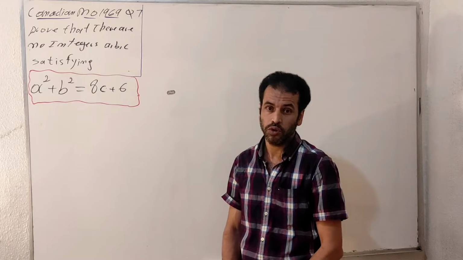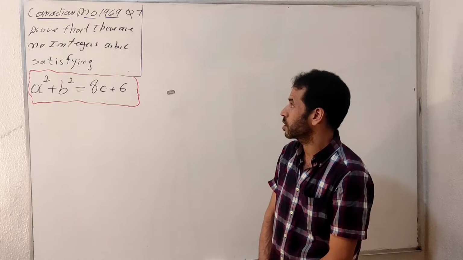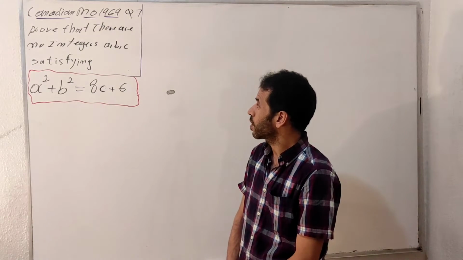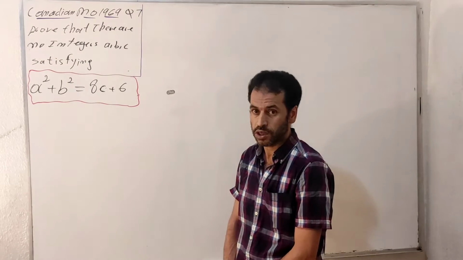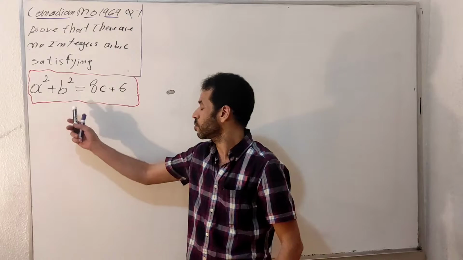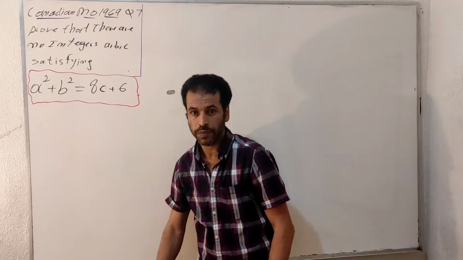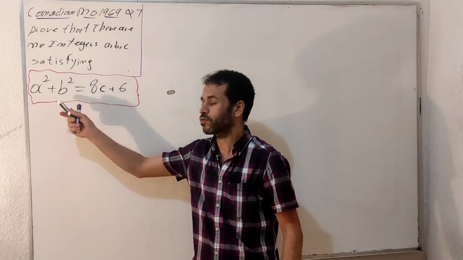Today's video, I would like to introduce a very nice problem of the Canadian Mathematical Olympiad, edition 1969, question number 7. Here is the following setup. Prove that there are no integers a, b, and c satisfying this equation: a squared plus b squared equals 8c plus 6. In other words, we are going to prove there is no solution for this equation.